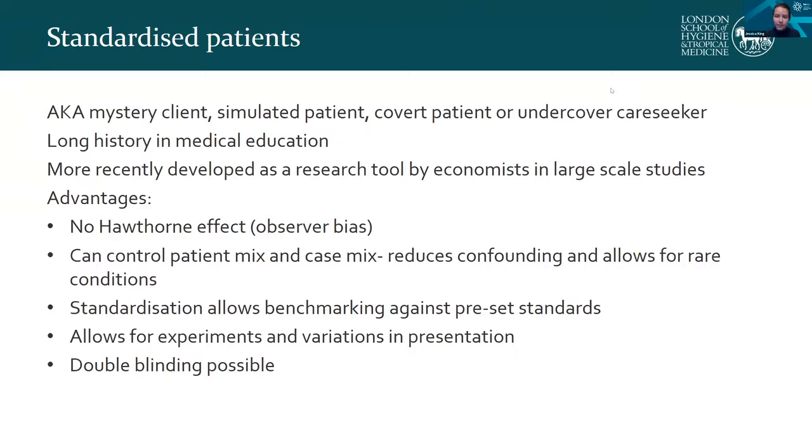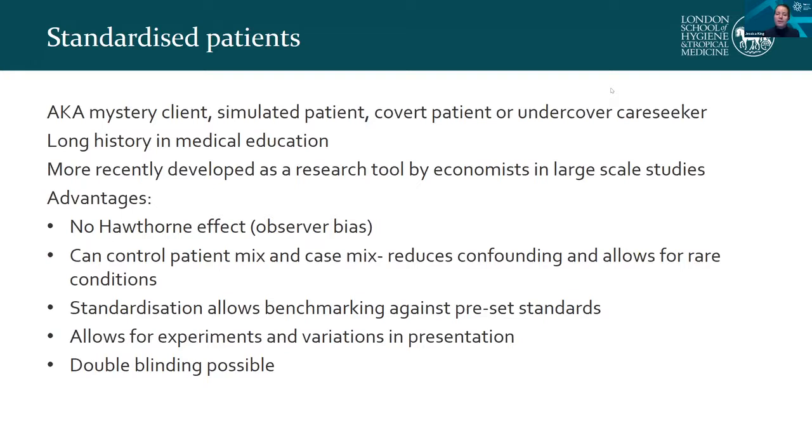So it's got some really useful advantages. There's no Hawthorne effect or observer bias. The provider doesn't know that they're being tested. We can control patient mix and case mix. So we choose the type of patients that we send to the provider. That means firstly that there's no confounding. There's not a sense that different providers are getting different tests because of the different patients that turn up to their health facilities. We can make sure, the standardization part of standardized patients, that every provider gets the same test of their quality of care.